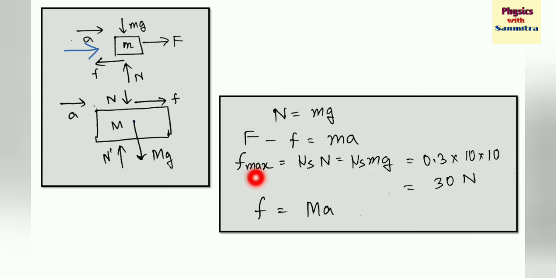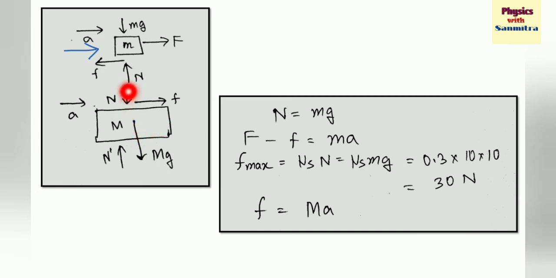Now f max is mu s into N, because we are asked to find the limiting friction. So let me calculate mu s into m into g. Mu s is 0.3, mass is 10 kg, and g is, let's say, 10 meter per second square. It is 9.8 or 10, whatever is given in the question. I forgot to write, so I am assuming it is 10. So it's 30 Newton.